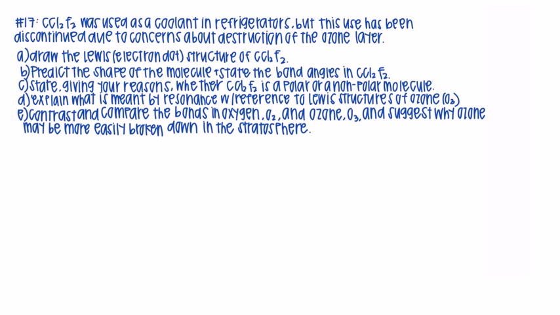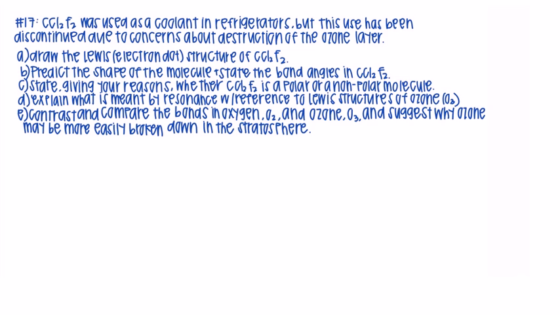Next, I'm going to predict the shape of the molecule and state the bond angles. So if you remember what the bond structure looked like, it had all equal amounts of lone pairs, or equal amounts of electrons on each element. And so this means that none of the bonds would actually repel each other, and so they'll all be equally distant from each other.